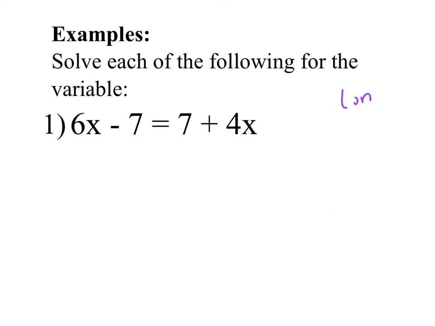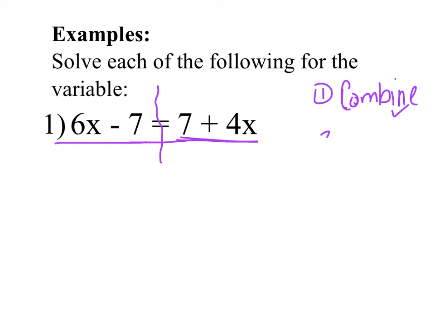First, combine. So the first thing we're looking for is to combine like terms. Now, when we're talking about combining like terms, we're looking on either side of the equal sign. So we have to picture this like a balance. If we move something to one side, it's going to offset the balance. So here and here, there's no like terms. So we're good with that one. 2, we want to move the variable.